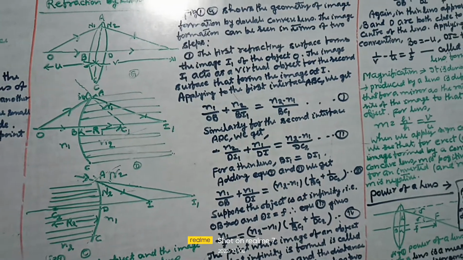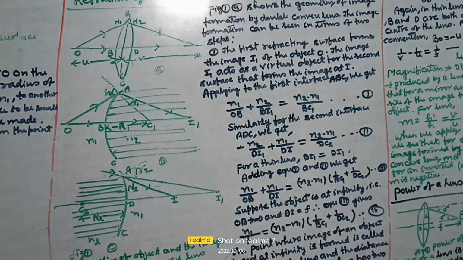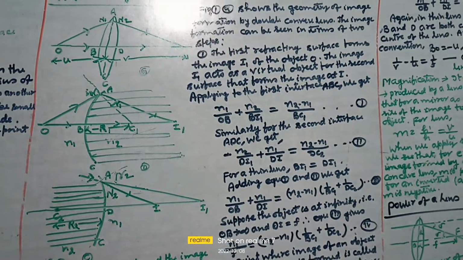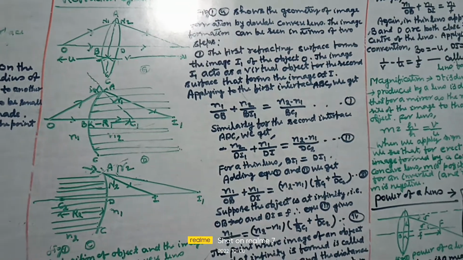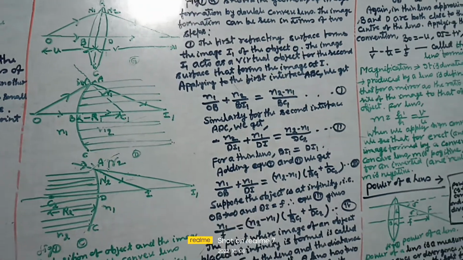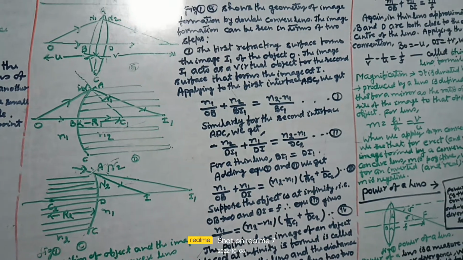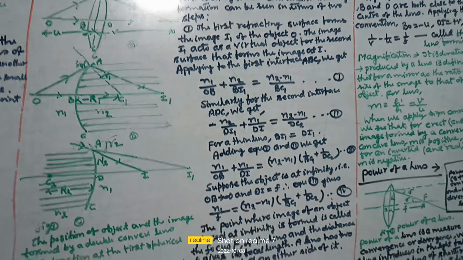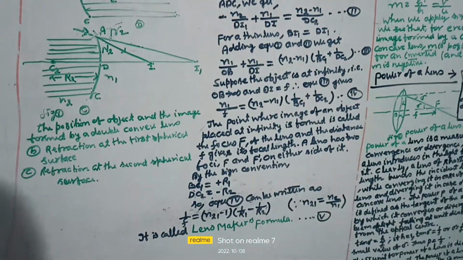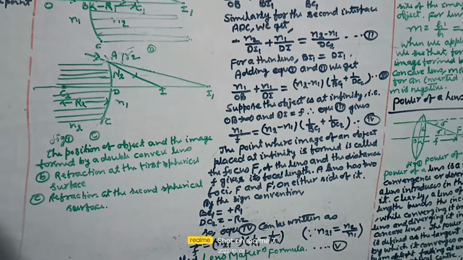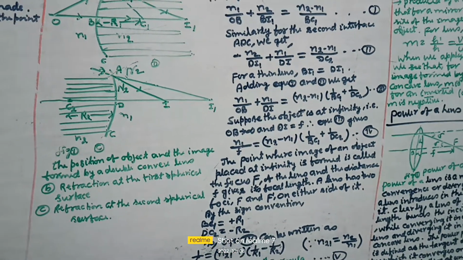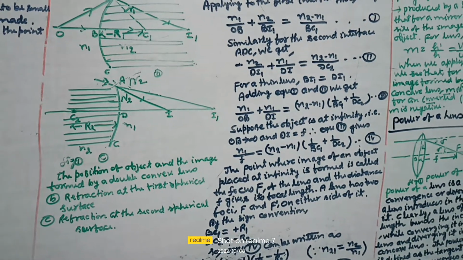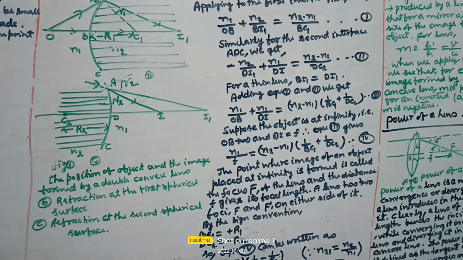Suppose the object is at infinity, it means OB tends to infinity and DI = f. Equation 3 gives n1/f = (n2 minus n1)(1/BC1 + 1/DC2). The point where the image of an object placed at infinity is formed is called the focus F of the lens, and the distance f gives the focal length.